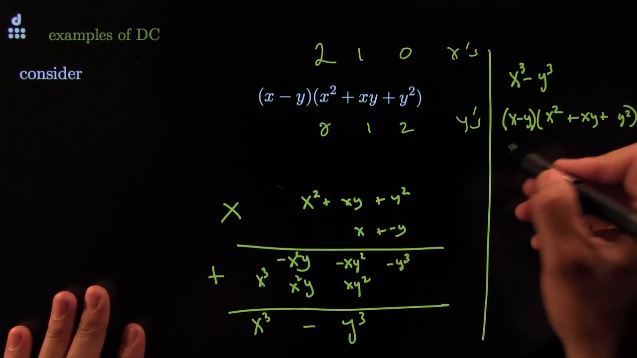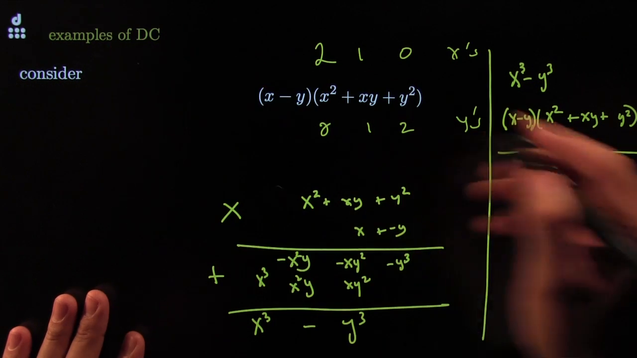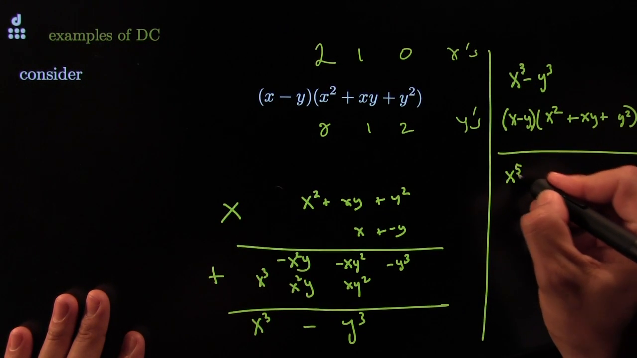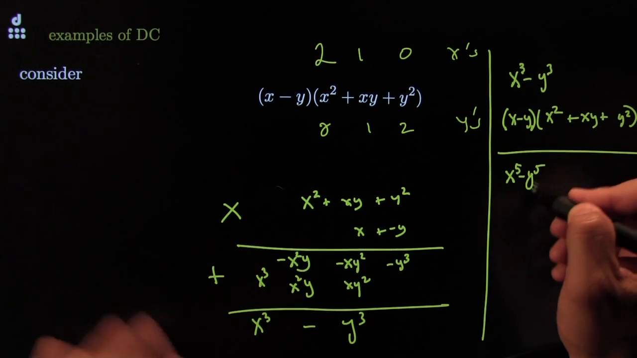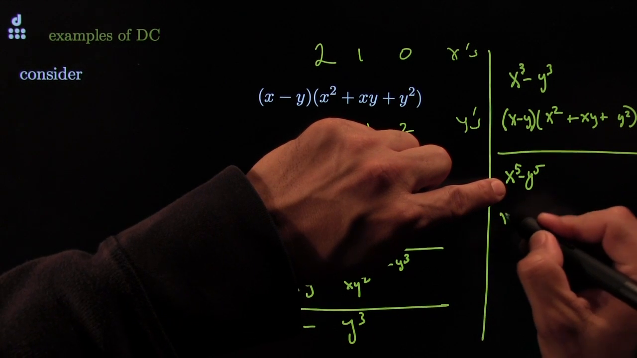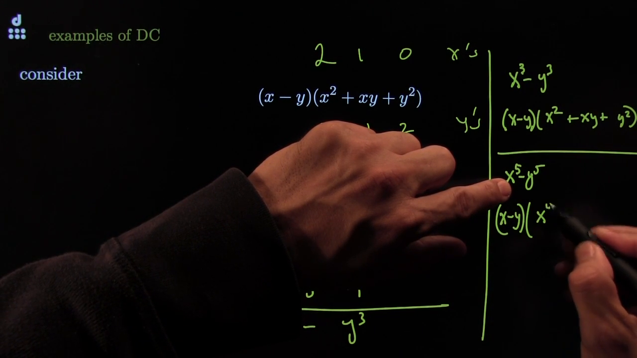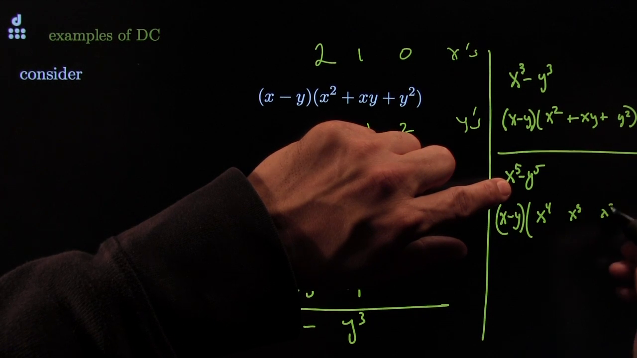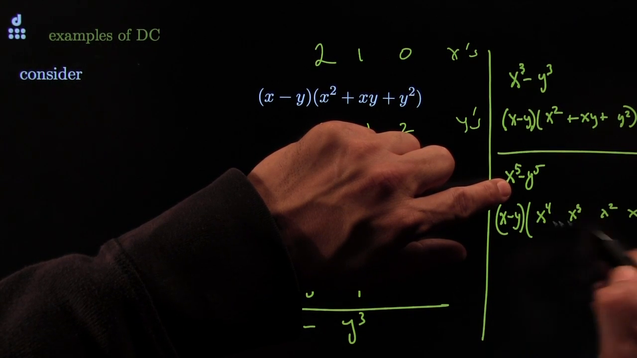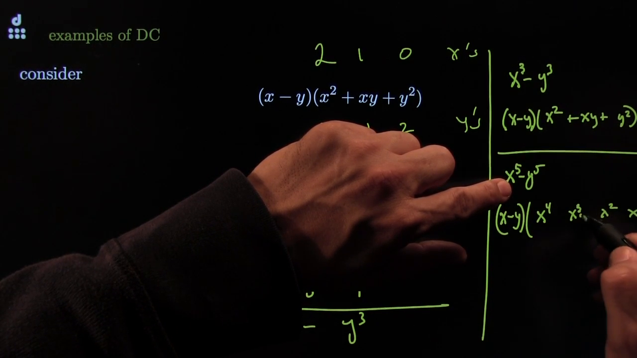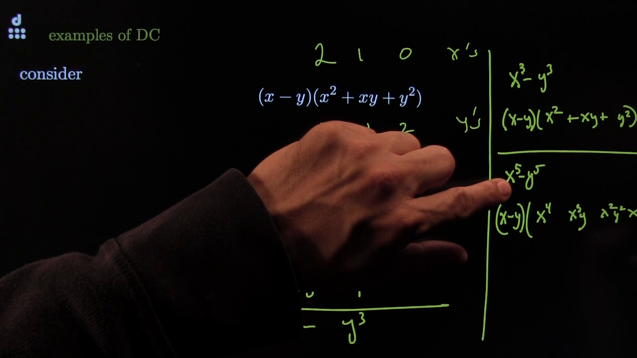Okay. Not only that, but you could extend this to a difference of anything. If I had x to the 5 minus y to the 5, you could play the same game. This would be x minus y, and then the number of x's decrease, starting with 4, 3, 2, 1, and no x's, and the number of y's would increase. No y's, 1 y, 2 y's, 3 y's, 4 y's.